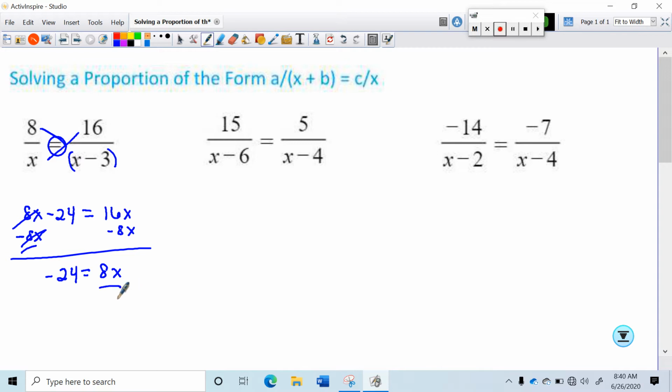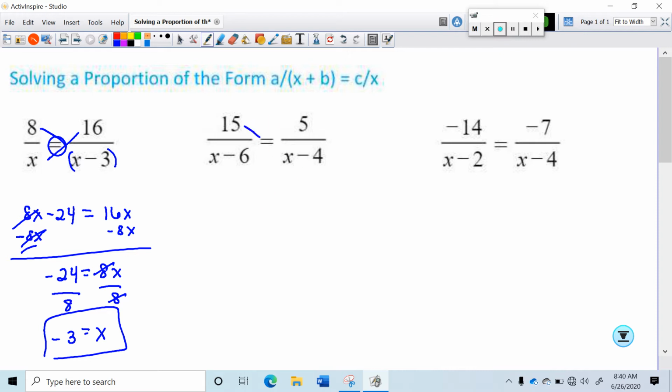The opposite of times is divide, so divide both sides by 8. Negative 24 divided by 8 is negative 3. Top cancels with bottom, you have your x, and you're finished. Over here it's a negative 3 because I have a negative on the top and not a negative on the bottom to cancel it out. With fractions, you've got to have 2 negatives to cancel.